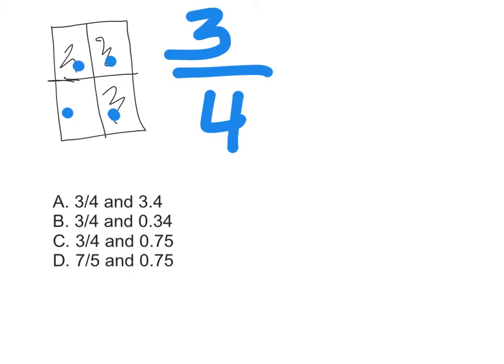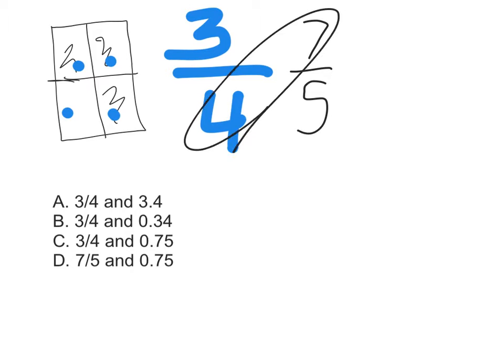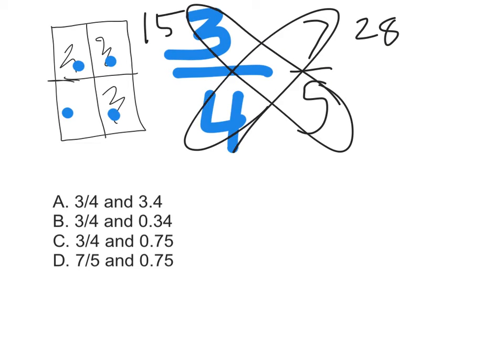First thing we should do, before we even worry about the decimals, is see if 7/5 is equivalent to 3/4, so we know if we can eliminate that 7/5. 4 and 7 is 28. 3 and 5 is 15. So we know we can definitely eliminate that one. Now we have to determine which one is which, and there's a couple of ways we can do this.